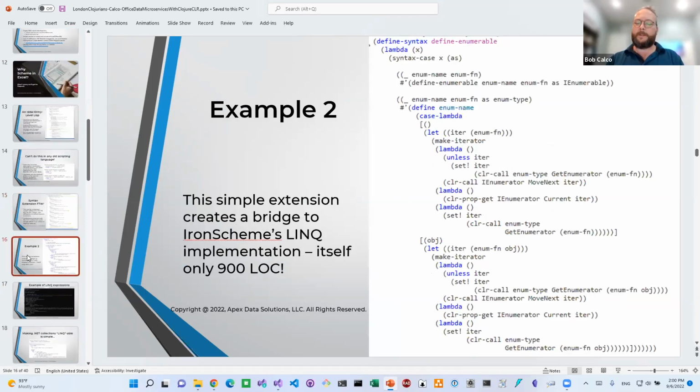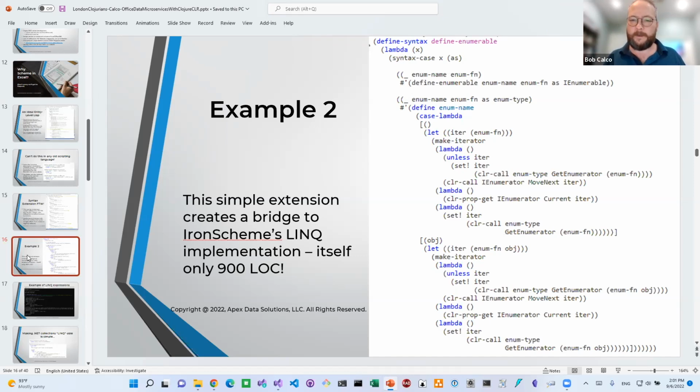Another example of a syntax extension that we created. Iron Scheme has a LINQ implementation. I don't know if I need to explain what LINQ is, but I'll try to be real quick. It stands for Language Integrated Query. The idea was to have a SQL-like expression language, which they added to C# and VB in the last 10 years, so that you feel like you're manipulating even generic collections with a SQL-like syntax. So it's something like, from this, select that, order by, et cetera, and so forth. So those concepts are there.